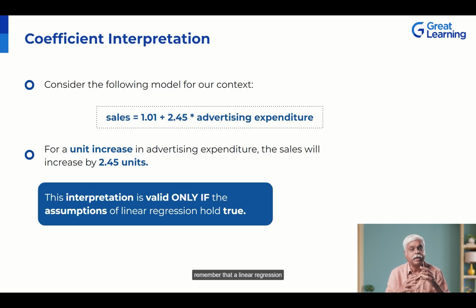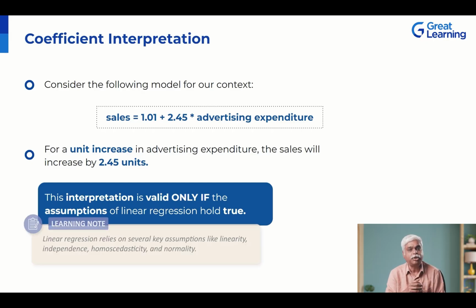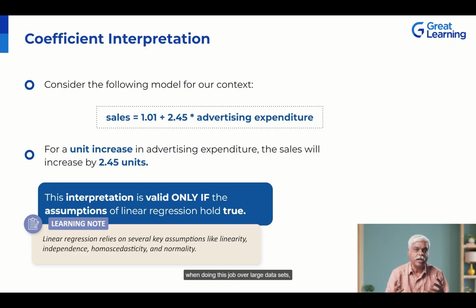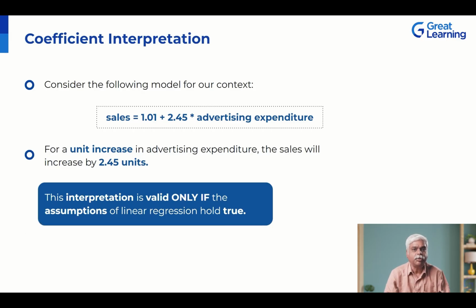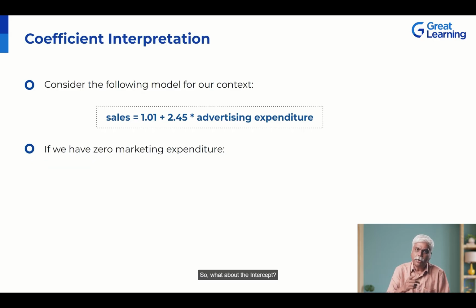So remember that a linear regression is built with certain assumptions. And a data analytics team, when doing this job over large data sets or looking at the stability of models, is tasked with checking these assumptions and seeing whether they are still valid or whether these assumptions are beginning to break down as more competitors come in, or as products become more complicated, or as the data becomes easier or harder to collect. So what about the intercept?